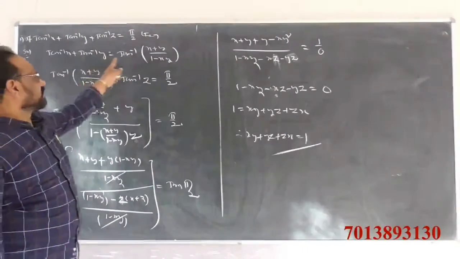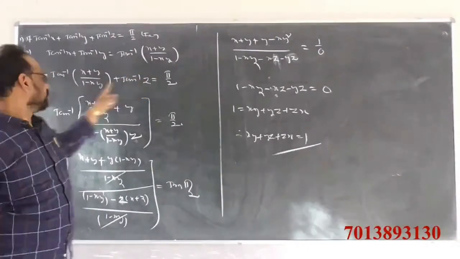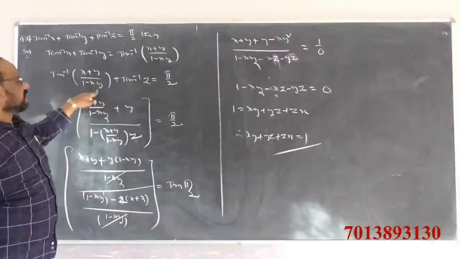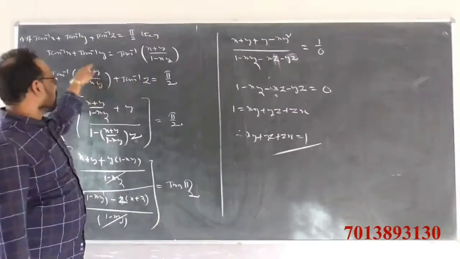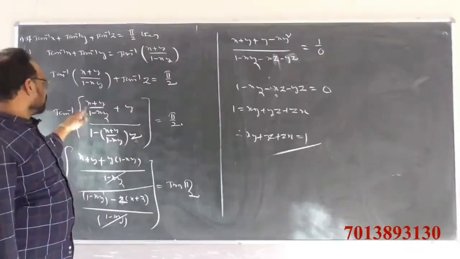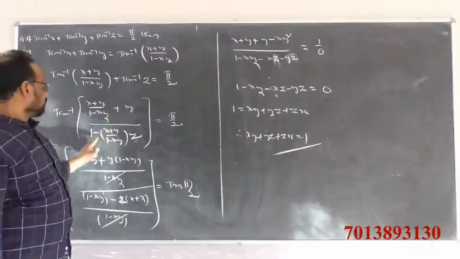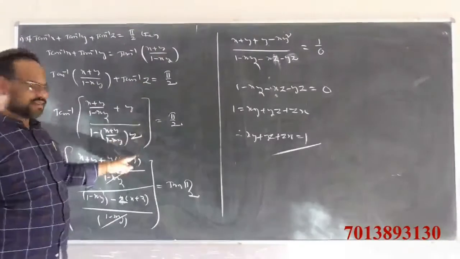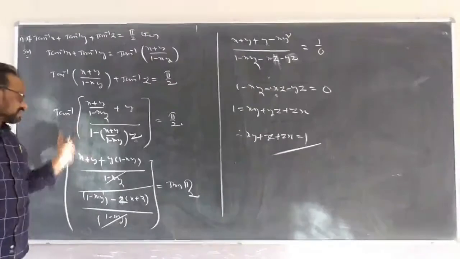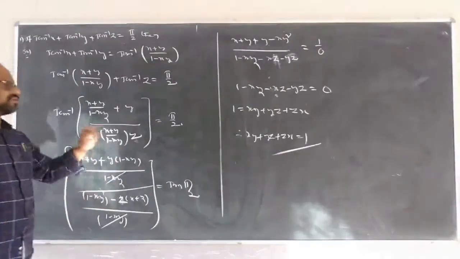So how do we remember? Tan inverse x plus tan inverse y equals tan inverse of (x plus y) by (1 minus xy). So this is x plus y. Again, if you take this value x, this value y, we get tan inverse of (x plus y) by (1 minus xy). Value there is 0. So if you transpose this, we get tan by 2. So this is the answer.